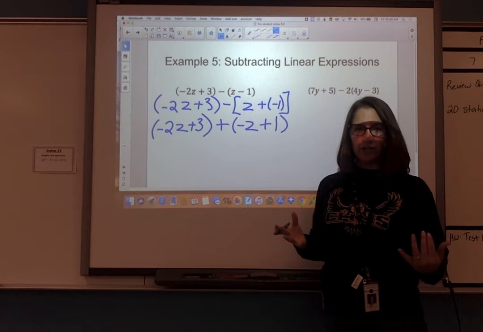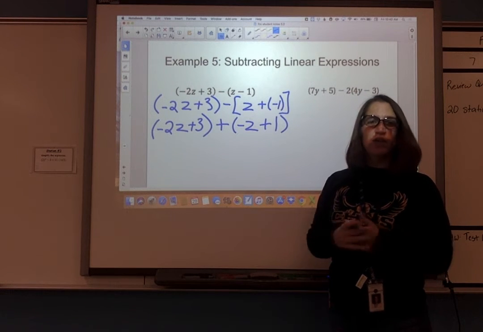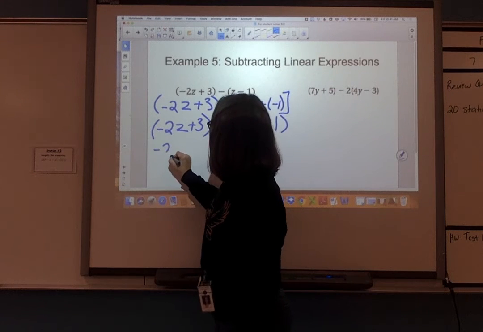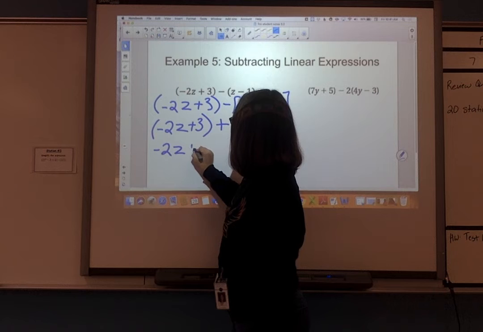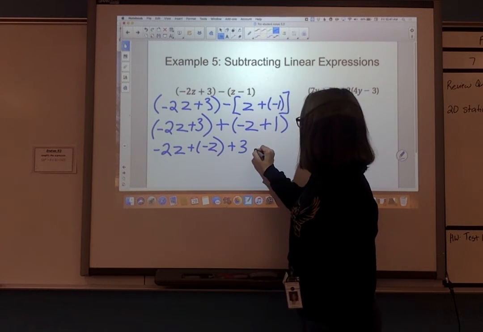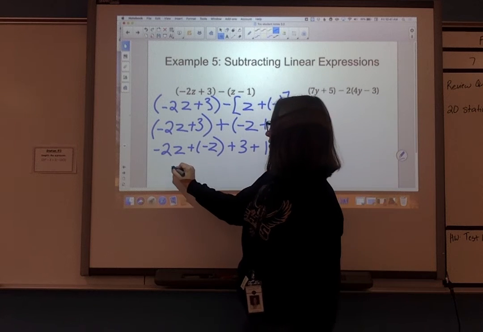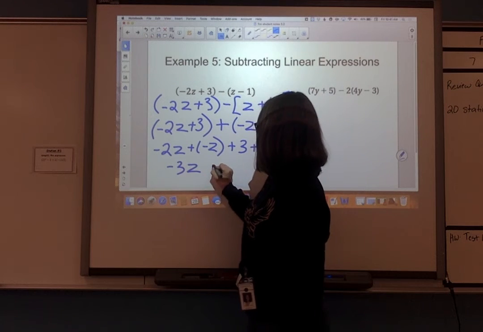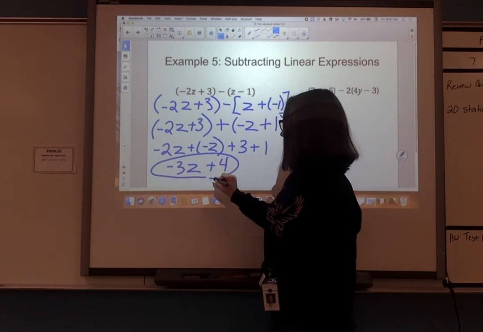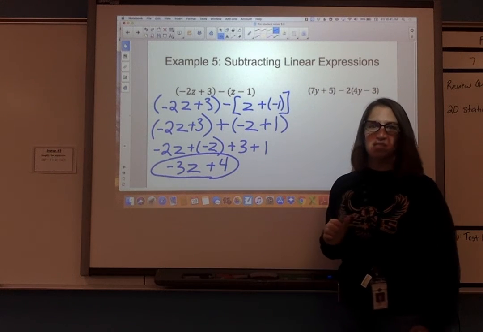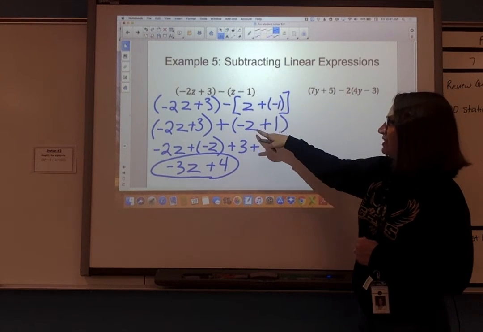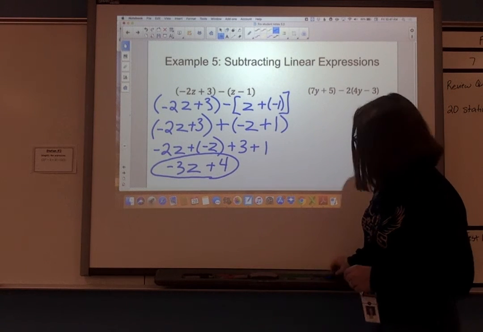Now I have all addition now, so I can go ahead and group these in whatever order I want. So I have negative 2z plus negative z plus 3 plus 1. Negative 3z plus 4. Okay, I had to do a lot of changing subtraction to addition, but once I did that, it was easy to see what the opposites are. So that's an important step.